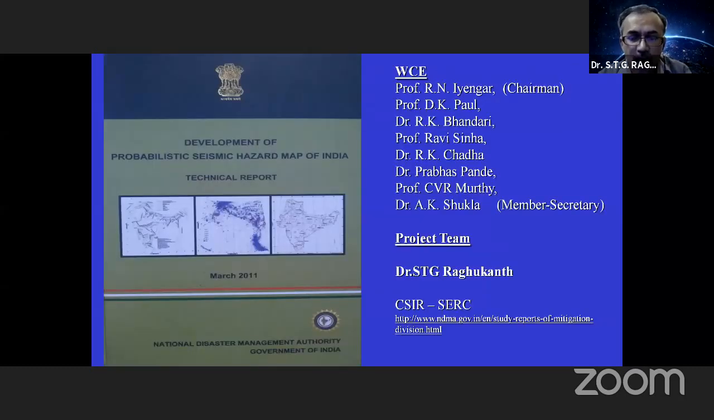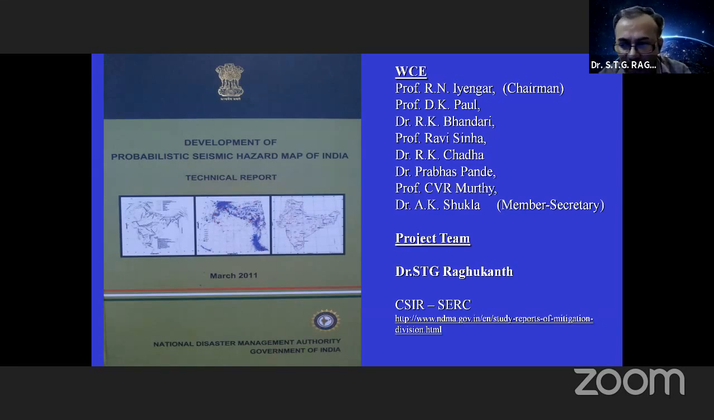So to handle many things, in 2009, a committee was formed by BIS as well as NDMA, that's the National Disaster Management Authority. This was a working committee group consisting of all these BIS people. Then the project team was led by me, and SCRC, which is on the backside of our IIT Madras. So we jointly brought out this report on the PSHA map of India. This report is available online on the NDMA website also.